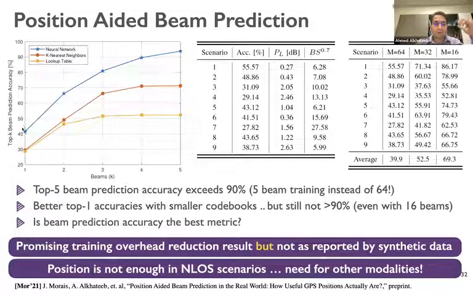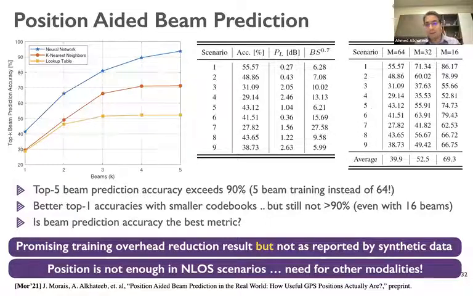It's actually not in the 90s. It is 30-40%, which is maybe 50 in the best case, which was interesting. I mean, if you look at the position, it might be very intuitive that if you know the position, you should know the beam with high probability.